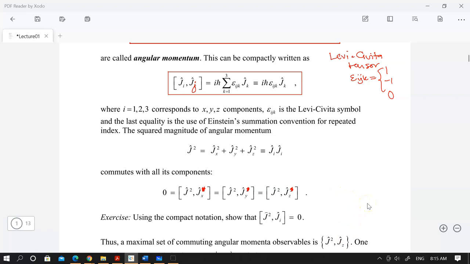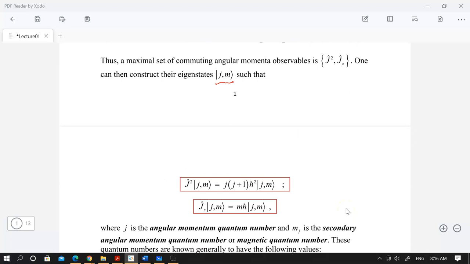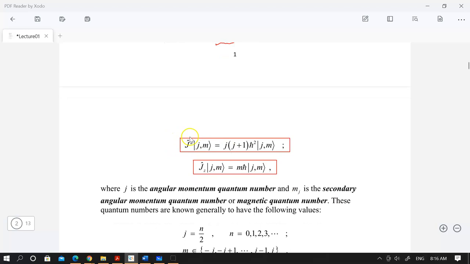Normally we write it in this particular form, |j, m>, as your angular momentum state, where j corresponds to the quantum number here. So when you apply J squared on |j, m>, it gives you j(j+1) h bar squared |j, m>. In other words, |j, m> is an eigenstate of J squared with these eigenvalues. And remember here, h bar is already carrying the dimensions of angular momentum.